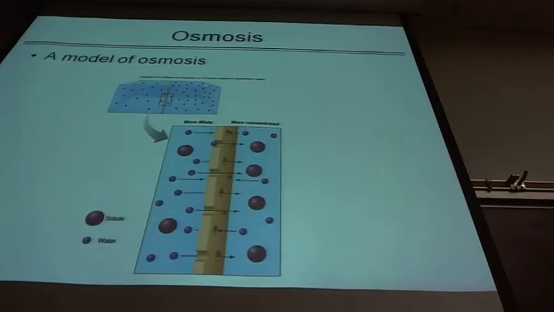Here, this would be a model of osmosis. Let's see what we've got here. You have water, the small blue ones, able to move back and forth. It's more dilute here. This would be your solute. So it's more dilute here, and the solute is more concentrated here. It's going to draw water across until the ratio is the same.